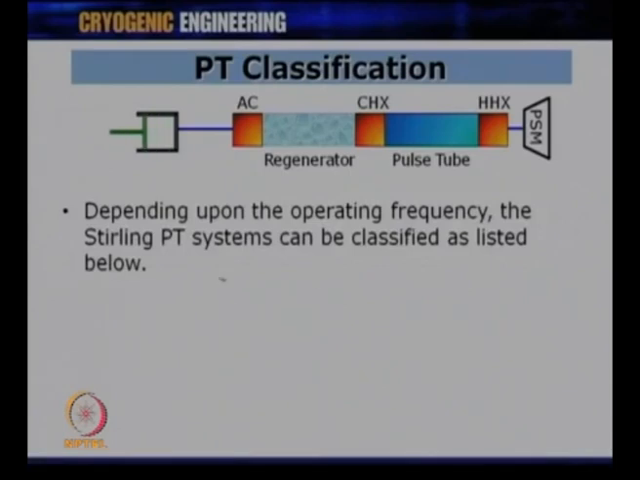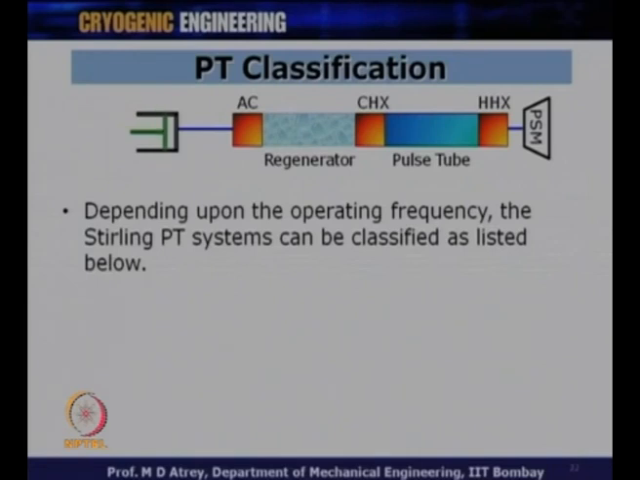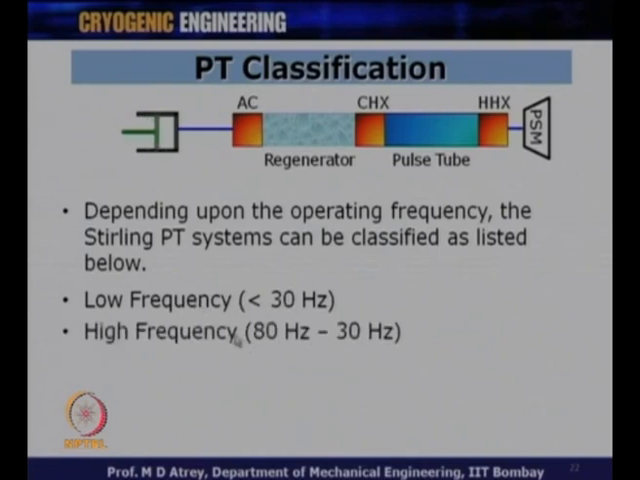Now, pulse tube cryocoolers can also be classified depending on the frequency under the Stirling cooler banner, which I had seen. So, depending upon the operating frequency, the Stirling type pulse tube cooler can be classified as listed below. I can call this low frequency if the frequency is less than 30 hertz. Be clear, I am talking about the Stirling type pulse tube cooler now. The GM type pulse tube cooler will operate at 1 to 2 hertz only, while the Stirling type pulse tube cooler will be called a low frequency Stirling type cryocooler if its frequency is less than 30 hertz, high frequency if it operates between 30 to 80 hertz, and very high frequency when its frequency is more than 80 hertz. So, we can call a machine low frequency, high frequency or very high frequency depending on the frequency at which the Stirling type pulse tube cooler operates.